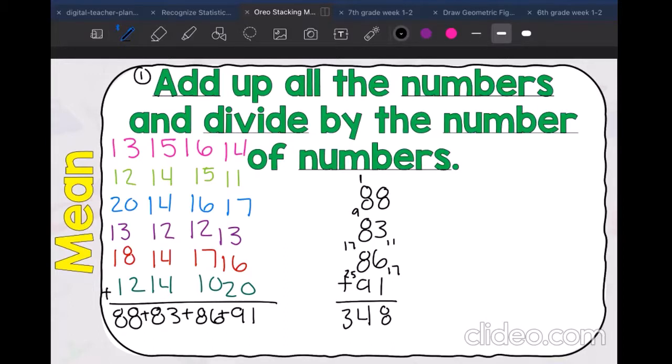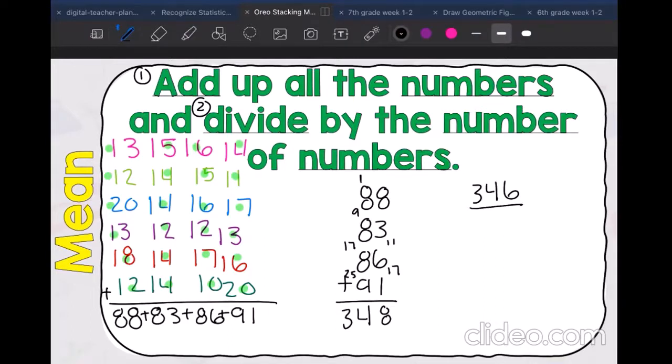Now, I've done step 1 of the mean. Step 1 is to add. Step 2 is to divide. Well, what am I going to divide? I'm going to see how many numbers I added all together. All right, so I added 1, 2, 3, 4, 5, 6, 7, 8, 9, 10, 11, 12, 13, 14, 15, 16, 17, 18, 19, 20, 21, 22, 23, 24.